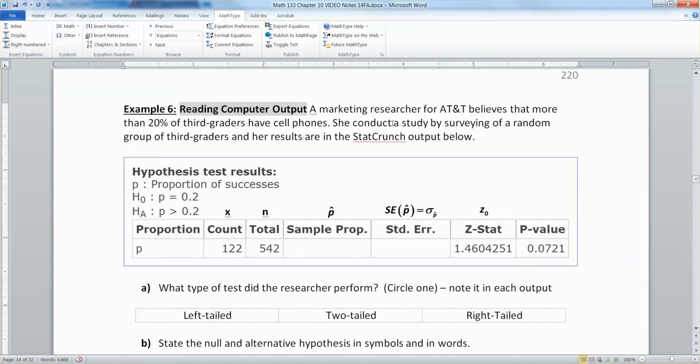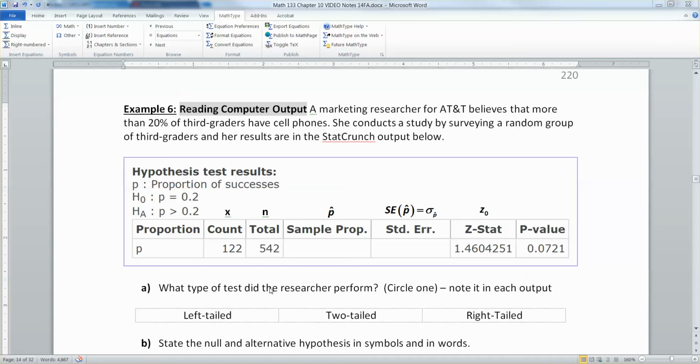A market researcher for AT&T believes that more than 20% of third graders have cell phones. She conducts a study by surveying a random group of third graders, and her results are in the StatCrunch output below. You can see I've started labeling the output, which is a very good idea. X was the count, 122, N was 542, p hat I don't know yet, and the standard error will be the standard error of p hat, which I also don't know yet.